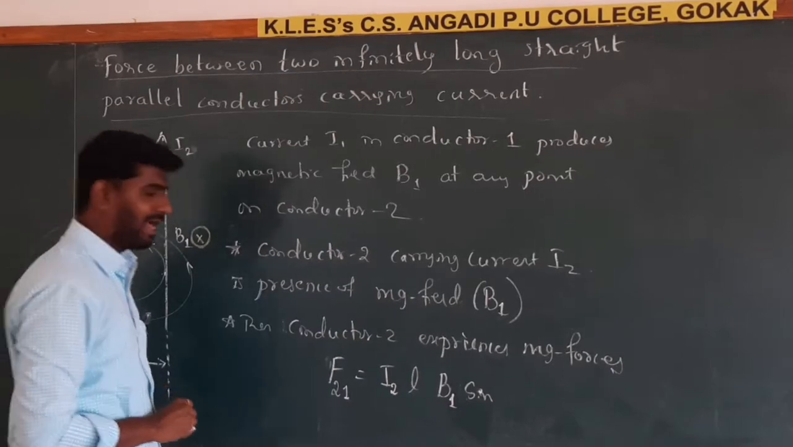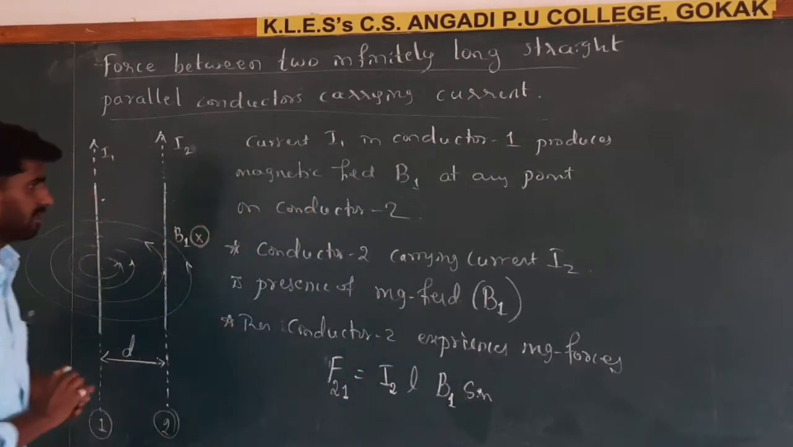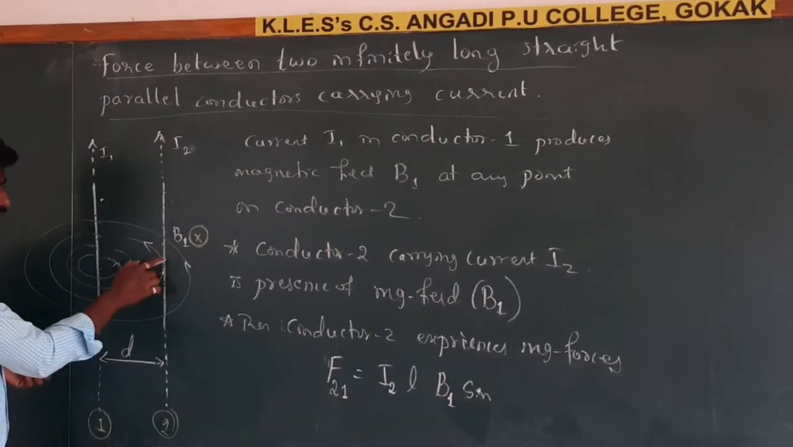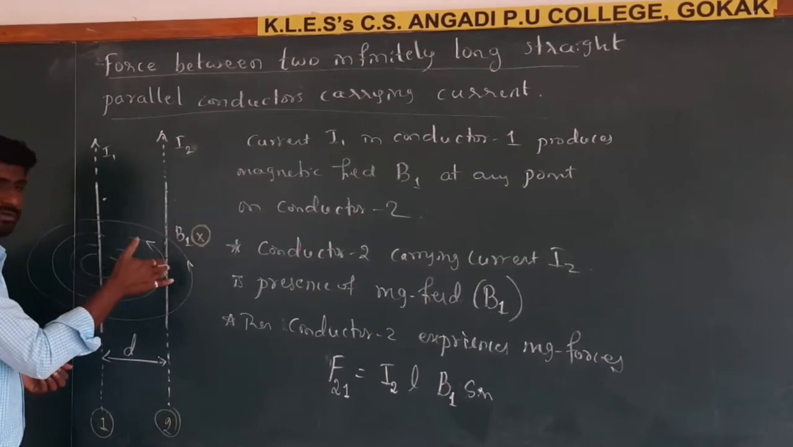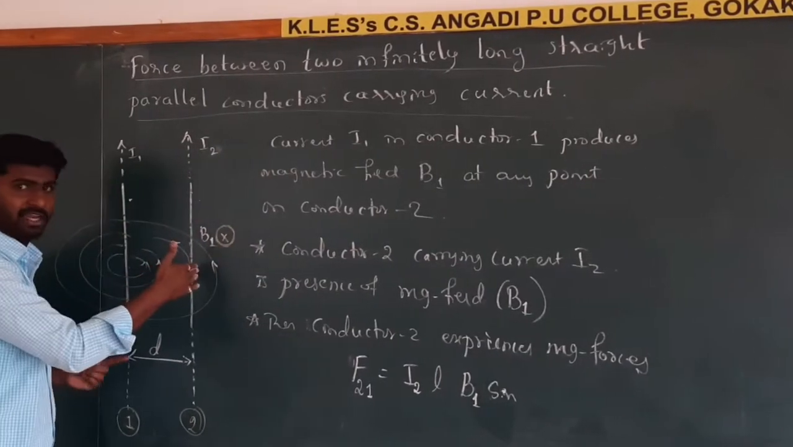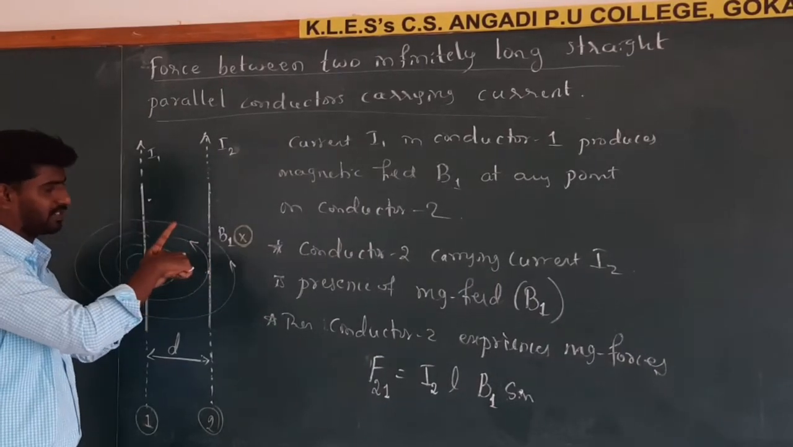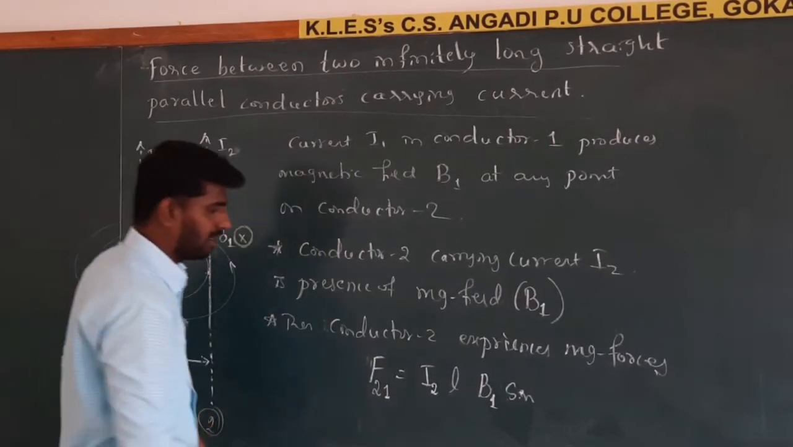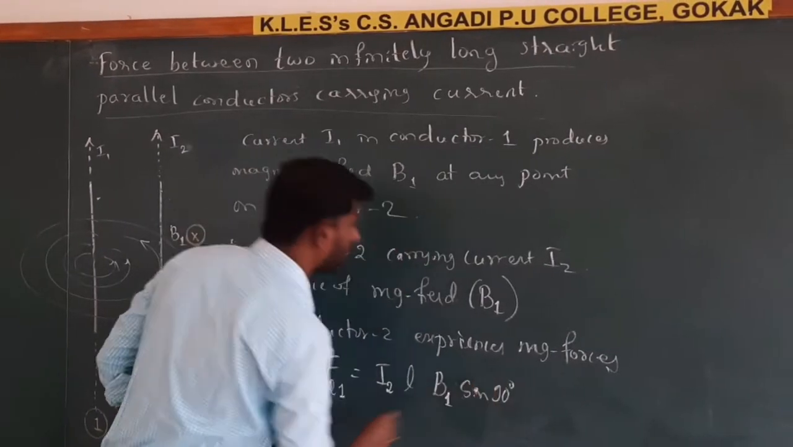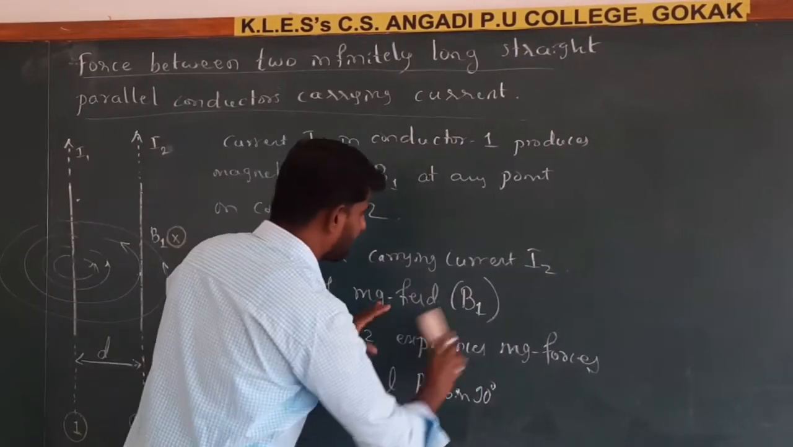And the sine of the angle. See here, the magnetic field is directing inward, perpendicular to the plane, and the current is like this. So what is the angle between the two? This one and this one. The angle is 90 degrees.